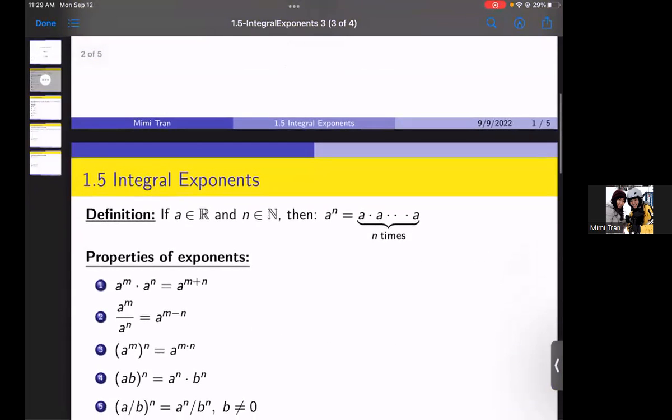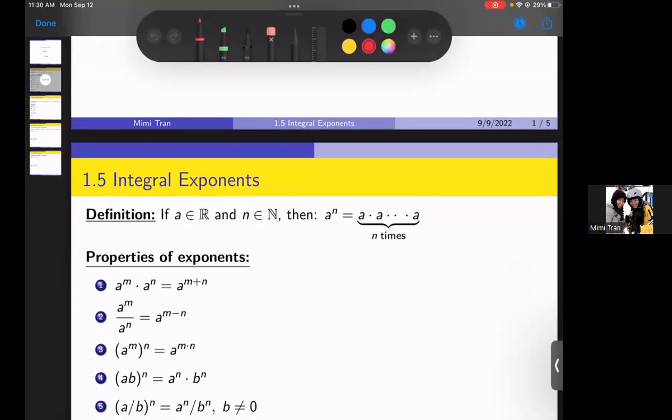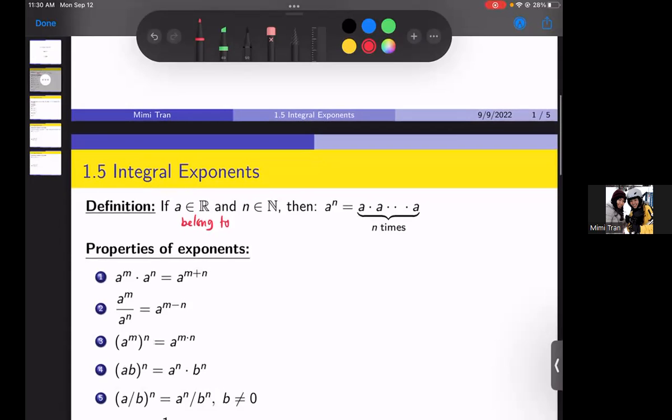All right. So if a is a real number, by the way, this notation here, that little funny E, means belongs to. So it's belong to the set of real numbers. The script R is real numbers. And n belongs to, what does the script N stand for? The set of natural numbers, very natural numbers. Then a to the n is a times a times a times a, n factors.